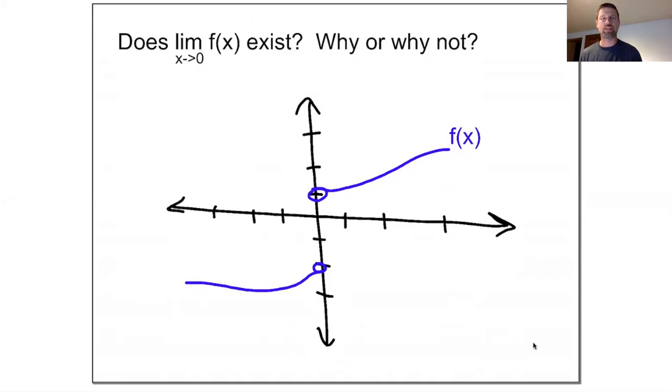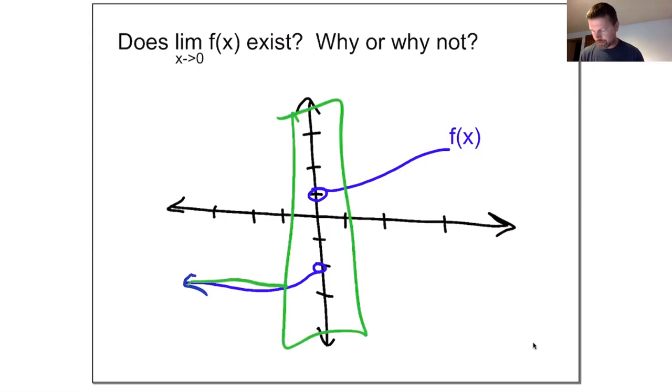This question is asking, does the limit as x approaches 0 of f of x exist? Why or why not? And this particular limit does not exist because, as you can see, when we approach 0, this spot right here, from the left side, I'm going towards this hole, which is at -2. But when I approach it from the right side, I'm going towards this hole, which is at 1. It's not approaching the same number from the left and the right. When that happens, we say the limit does not exist.